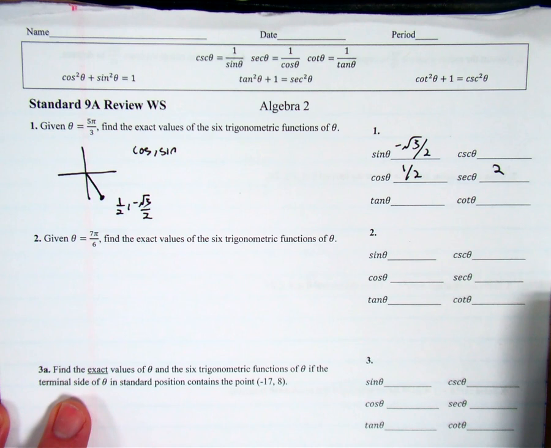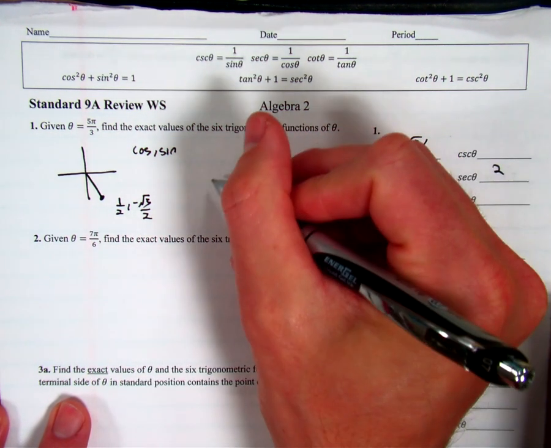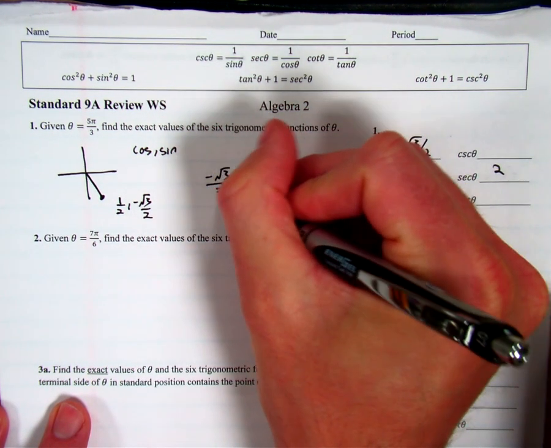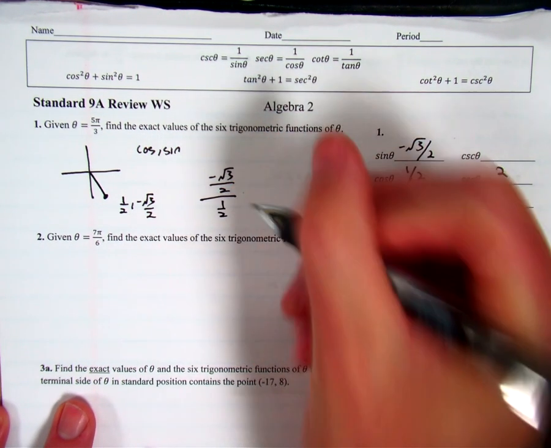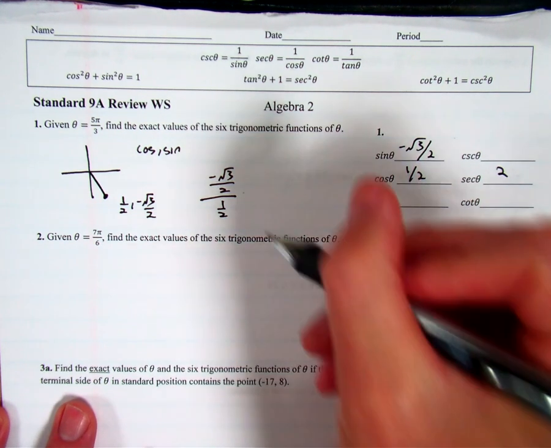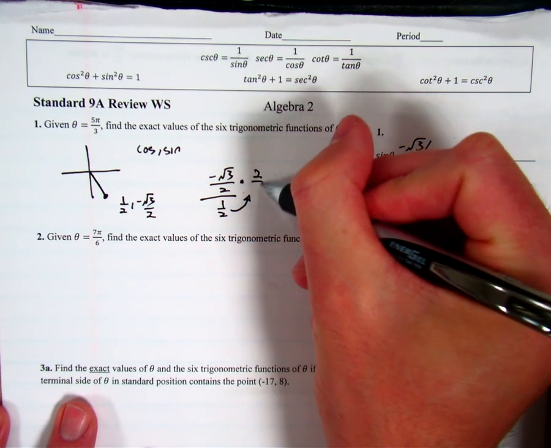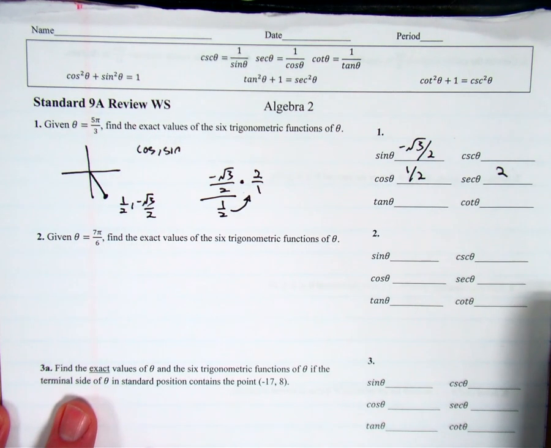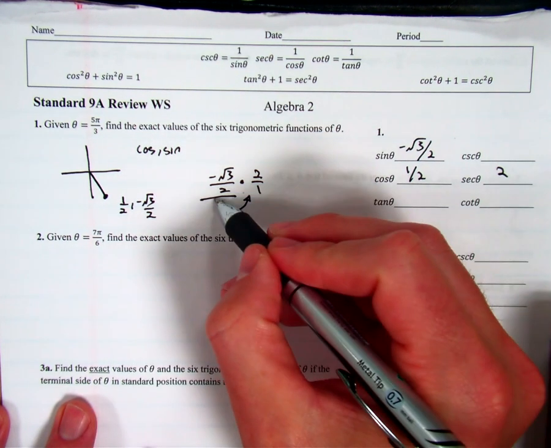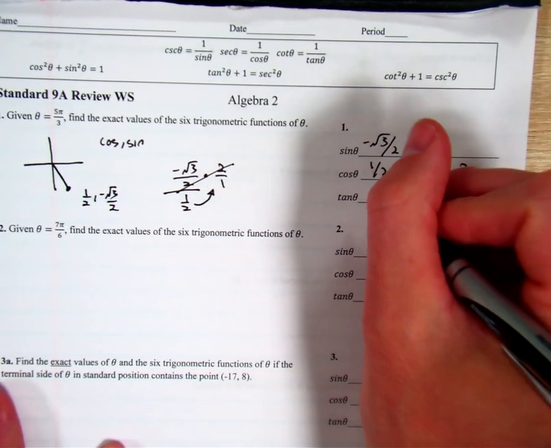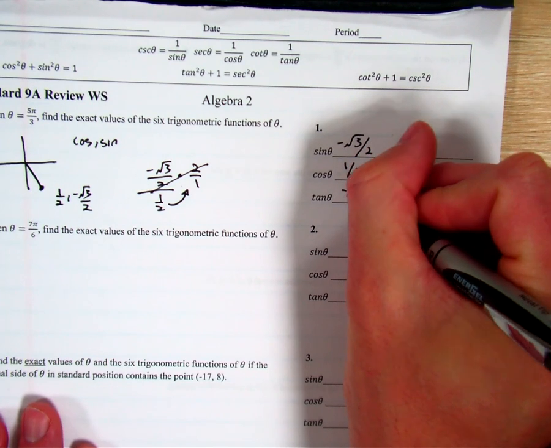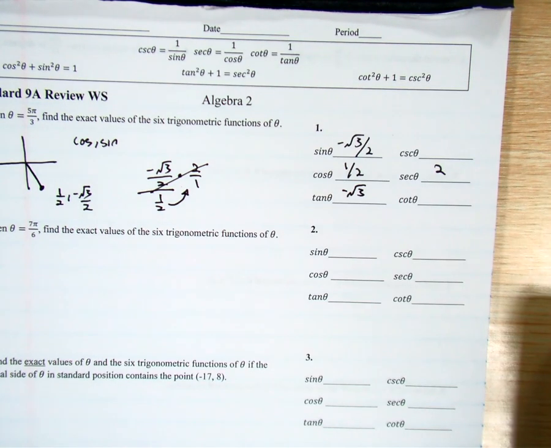Okay? Tangent is sine over cosine. So we got negative radical 3 over 2 over a half. Fraction divided by a fraction. Let's flip it and multiply by the reciprocal. Our 2's would cancel, and we'll have negative radical 3 for our tangent.